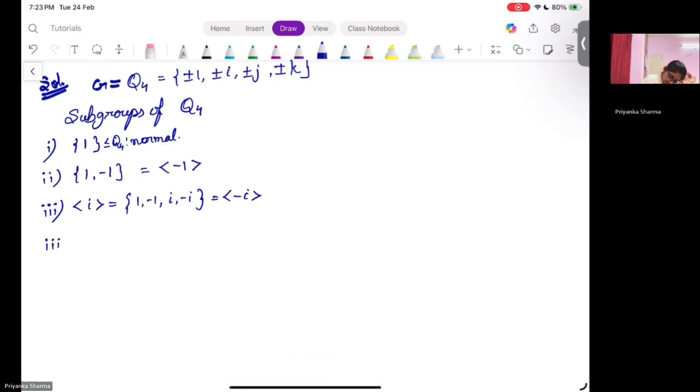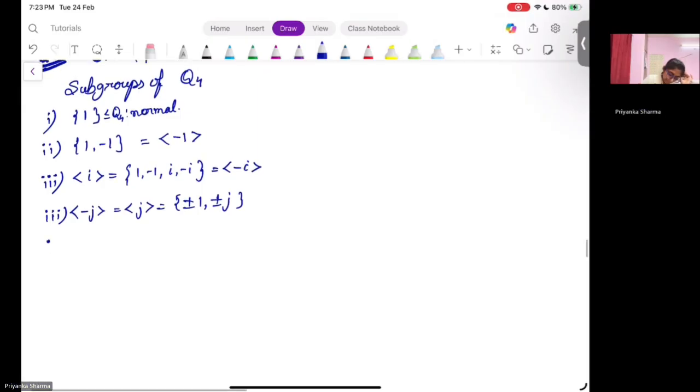Similarly, we can have a subgroup generated by J or minus J. This is plus minus 1, plus minus J. I'm writing this for simplicity actually. Then the subgroup generated by K or minus K.